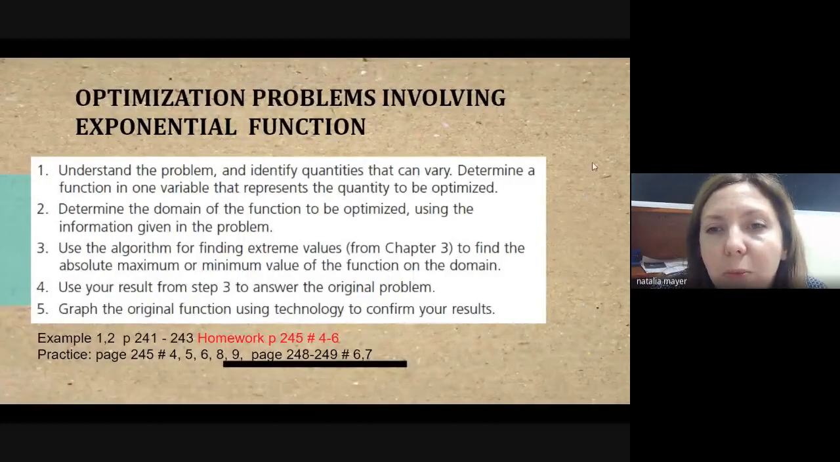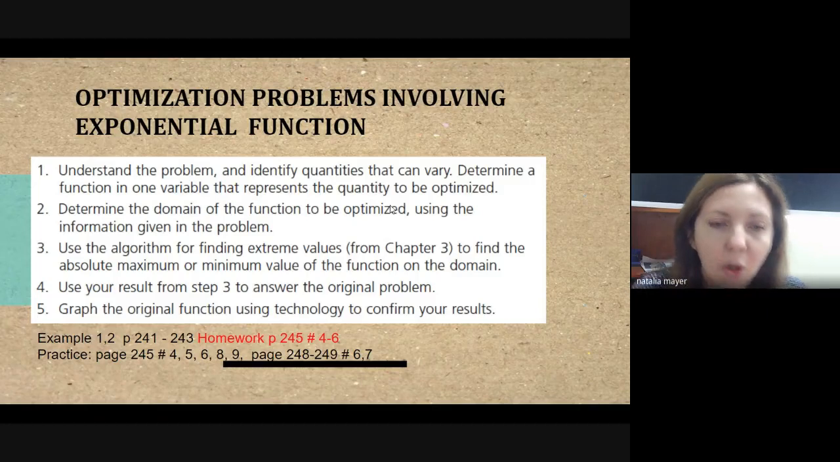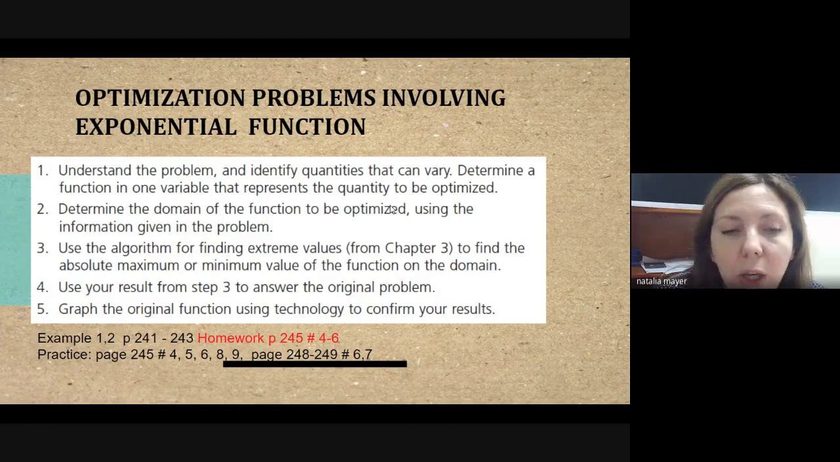Notebooks, optimization problems involving exponential function. Okay, and this is the steps of the algorithm from the textbook. They are basically the same. Also, this algorithm offers that whenever it's available, you can use graphing technology to confirm your results.